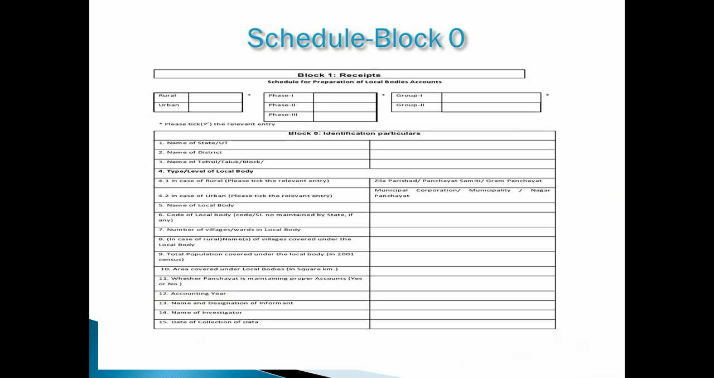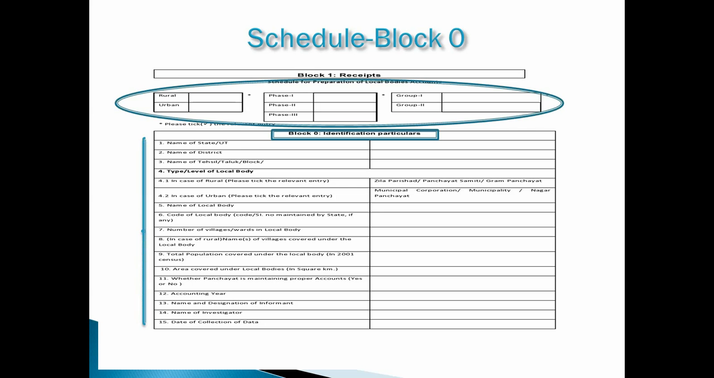The schedule has 5 blocks, block 0 to block 4. Block 0 is designed to capture the information related to the identification particulars of a local body, like name of the state, name of the district, name of local body, whether rural or urban, code of local body, total population covered, accounting year, name of informant, name of investigator, etc. It also explains the phasing and grouping system of the survey.